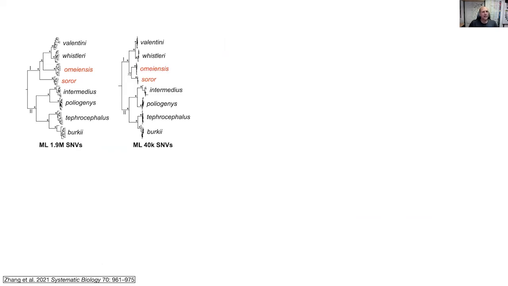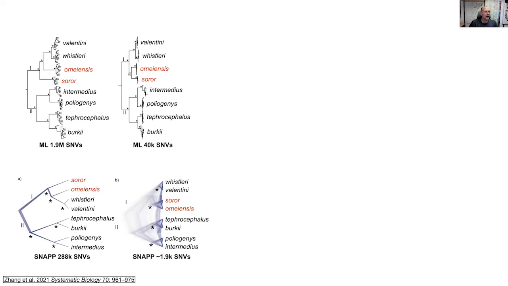So in a later study, we used genomic data to infer the phylogeny. And we found that in contrast to the previous study, Soror is sister to Ormiensis, Whistleri, and Valentini. In the previous study, these 2 were sisters. However, in some data sets, mainly slightly smaller data sets, we actually found Ormiensis and Soror as sisters, but with fairly low support. These are maximum likelihood trees.